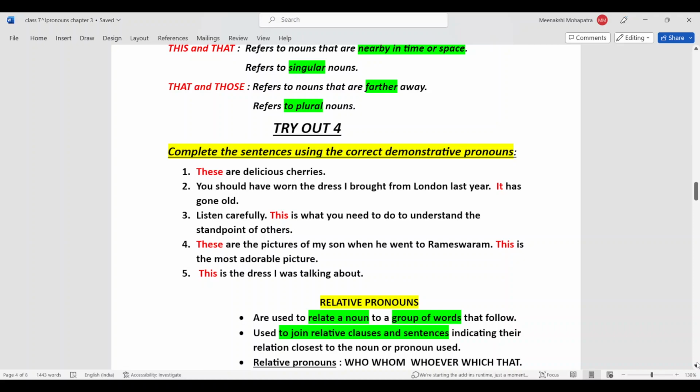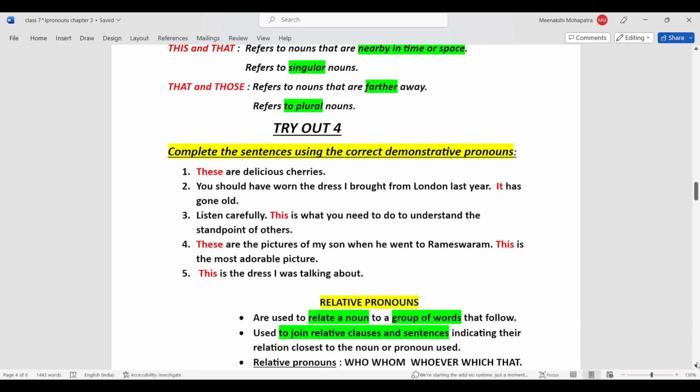That is why I will use the demonstrative pronoun. This is what you need to understand, not that. Number four. These are the pictures of my son when he went to Rameshwaram. Now, since I am showing you, very close by we are sitting, I am showing you some pictures. Pictures is plural. Therefore, we use these. These are the pictures of my son when he went to Rameshwaram.